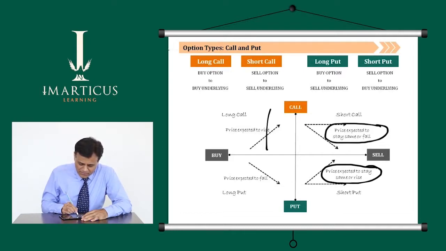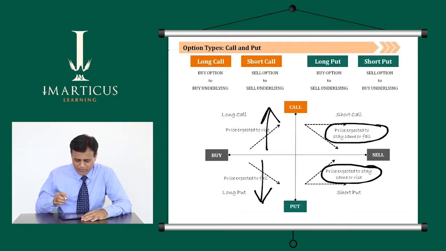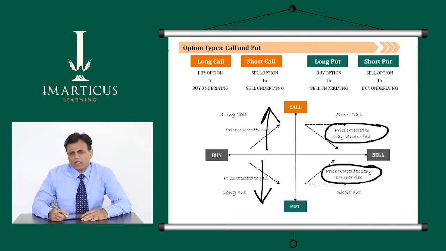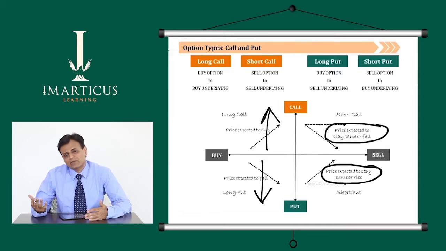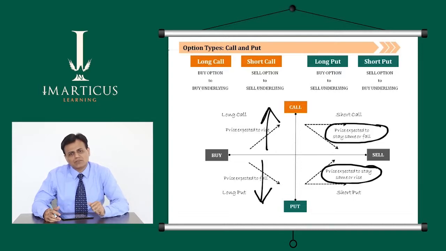The question comes, if the buyer of the call expects the prices to rise and the buyer of the put expects the prices to fall, why can't we buy both and gain from the either-way movement of the asset prices? The asset prices can go either up or go down. So why not buy a long call as well as a long put? And that's what option strategies are.